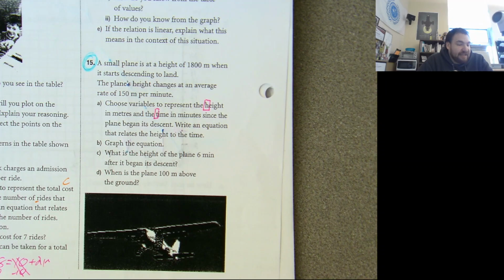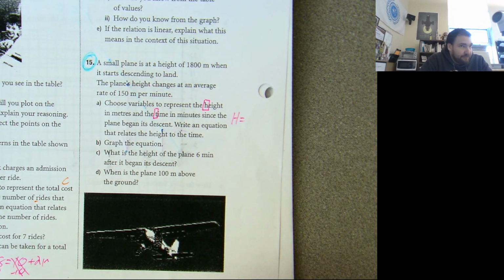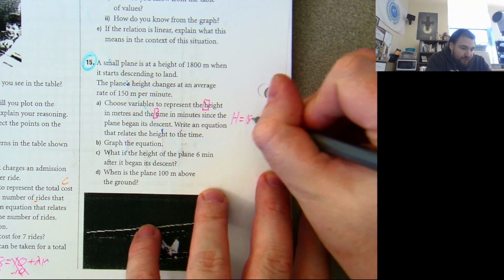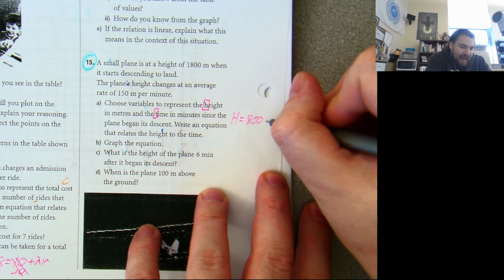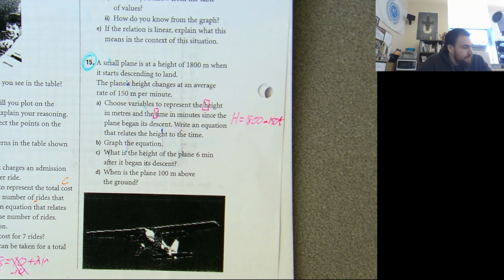We're going to write an equation that relates the height to the time. What is that equation going to be? The height is equal to what? How do I turn 1,800 meters and then descending to land into an equation? Yes, Hassan John. You betcha. 1,800 is where you're starting, and from there you're taking away 150 meters every minute, where t is the time in minutes.